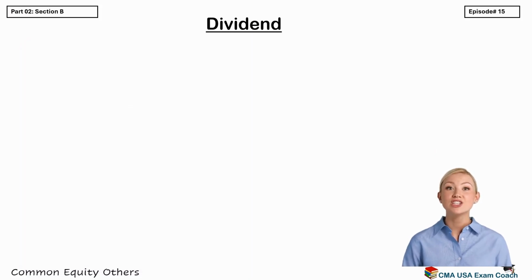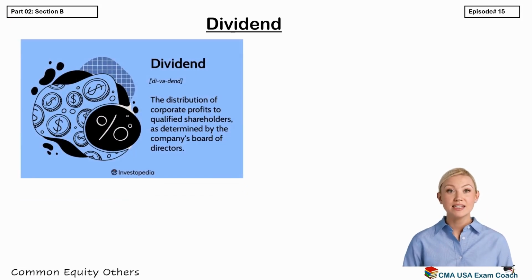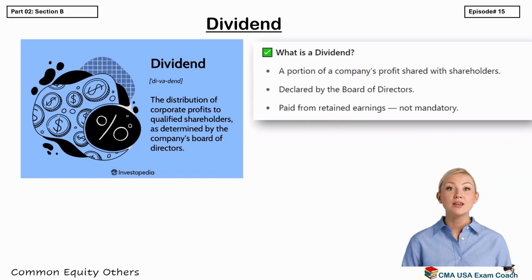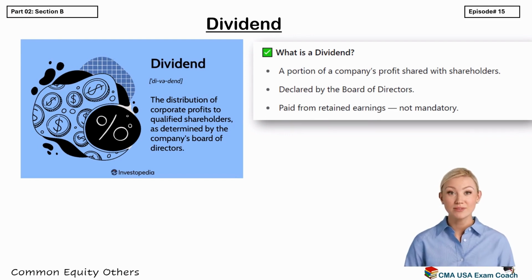Let's now begin our discussion on dividends, a fundamental concept in corporate finance and a key component of shareholder returns. So, what exactly is a dividend? A dividend is a portion of the company's profits, a share of the success that the business chooses to distribute to its shareholders. It's a way of saying, thank you for believing in us, here's your share of our growth. Dividends are not mandatory. They are voluntary, declared by the board of directors, and they come only after the company has met its obligations and decided how much of the profit to keep for future growth.